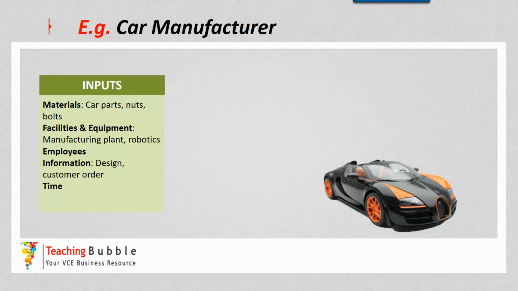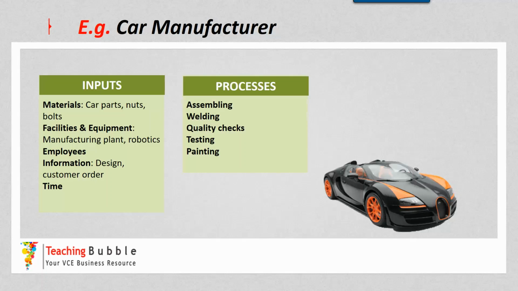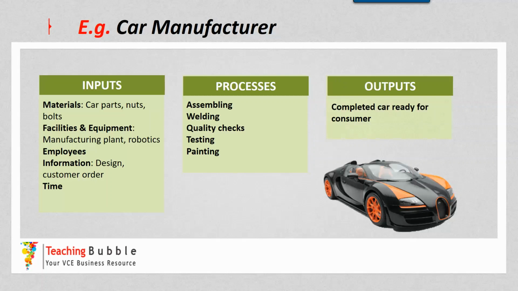Just for an example, we're going to go through the operations system for a car manufacturer. These are just examples, but we'll start off with the inputs. Things like materials, car parts, nuts, bolts, and obviously there's a million other things that go into making a car. Facilities and equipment, the actual manufacturing plant, any robotics and other machinery, employees that are involved in the operations system, information, be it the design information or more specific information about a customer order, and obviously time that's involved in producing the car. Now, the processes, again, there's more than these, but things like assembling the car together, welding, doing quality checks, any testing, going through the paint shop, and all those types of things would be common processes involved in producing a car. And then finally, the final output is a completed car ready for the consumer.